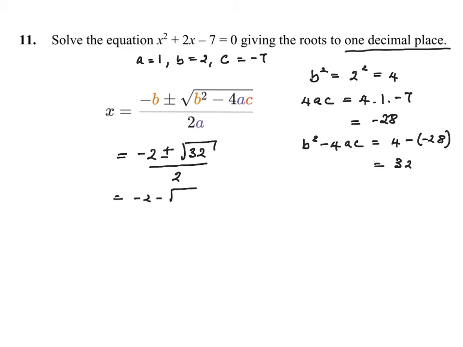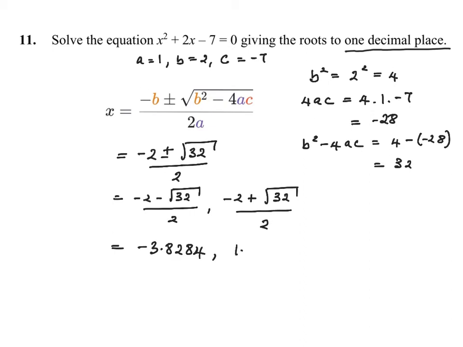minus 2 minus root 32 over 2, and minus 2 plus root 32 all over 2. And that gives minus 3.8284 and 1.8284. We want the answers rounded to 1 decimal place. That's minus 3.8 and 1.8.